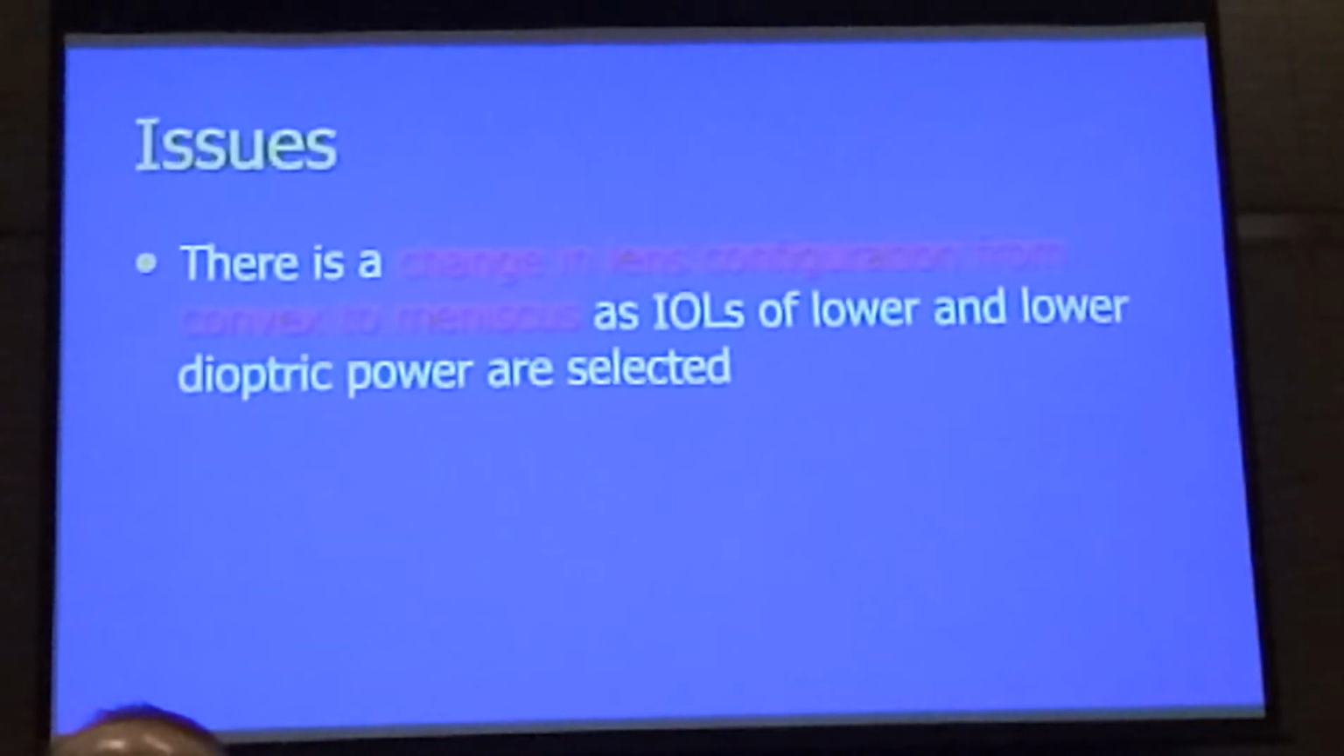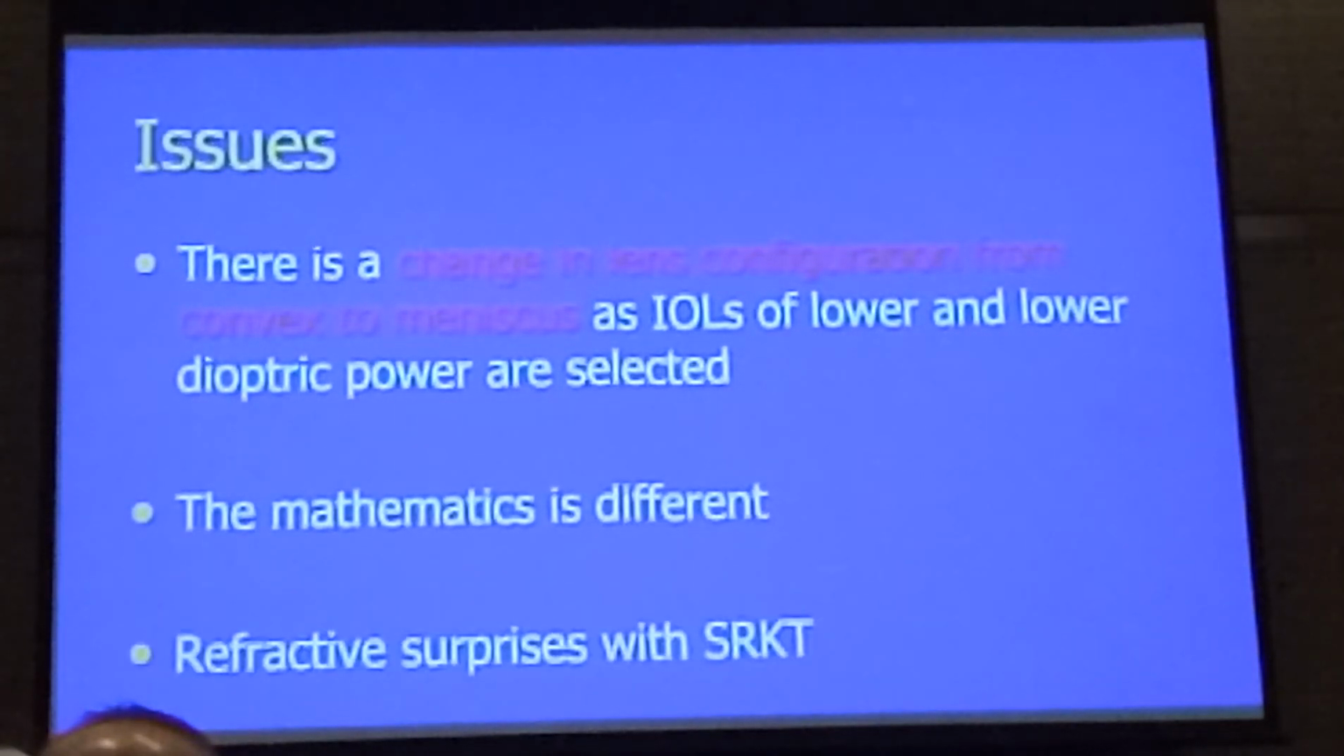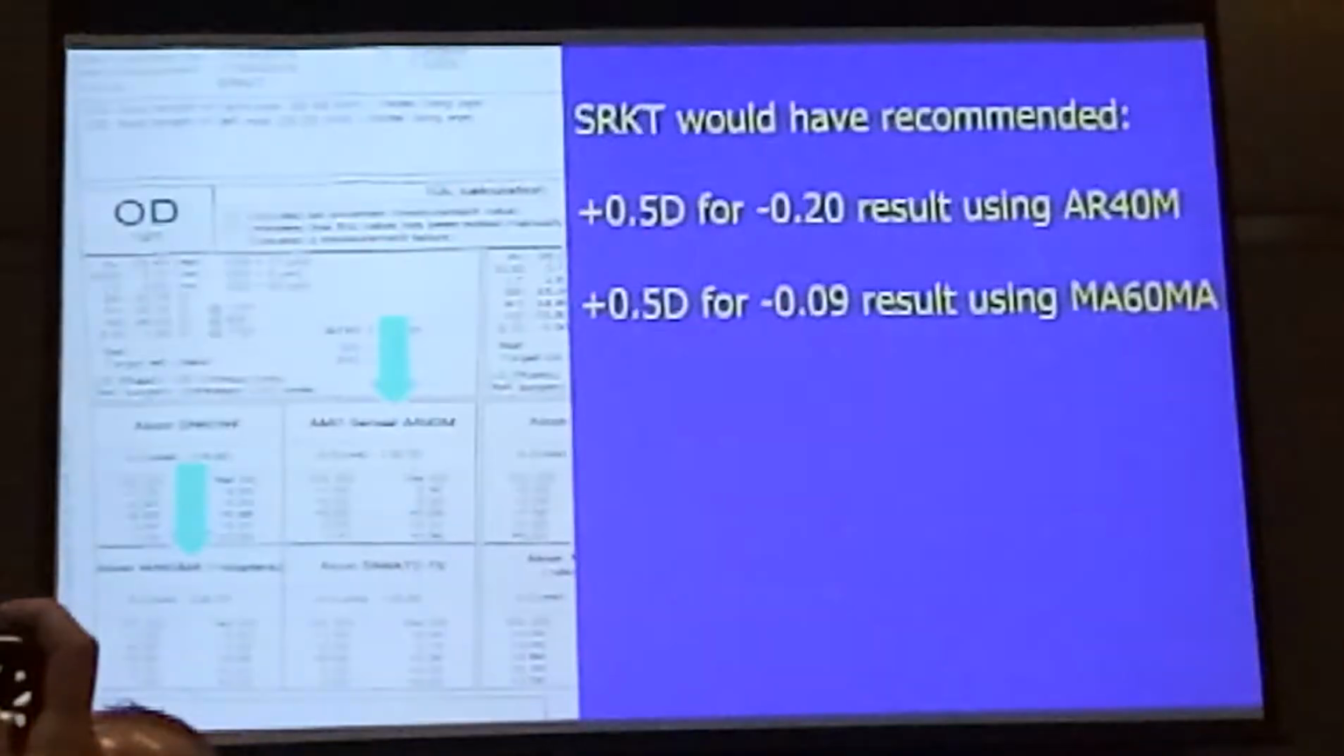Now, why is that an issue? That's an issue because IOLs change shape as you're using them in more and more myopic eyes. The change is that the IOL changes from convex to meniscus shape, and the math is different, and that's why you get refractive surprises in highly myopic eyes.